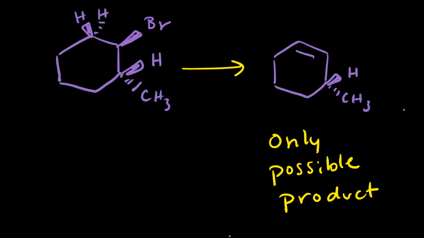On the other hand, if we do the same thing here, we identify alpha, beta, and beta, you see that there's only one proton that would be eligible for E2 elimination, and so this carbon down here will stay the same, and this is where your double bond is going to form.